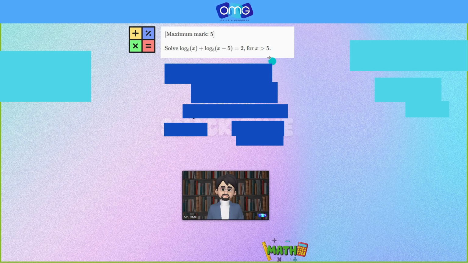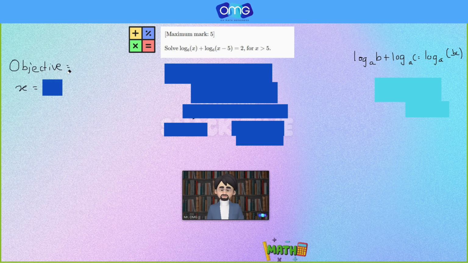Logarithm questions. Solve this logarithm equation: log 6x plus log 6 of x minus 5 equals 2. To solve this, we need to know this formula, which is log_a b plus log_a c equals log_a of b times c. The objective here is to find the value of x. What is the value of x here? So we're going to use this formula: log 6 of x squared minus 5x is 2.